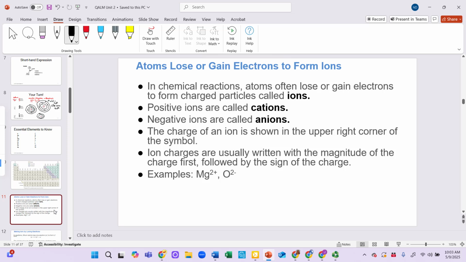The way I tell these two apart is I am an animal lover. I have a ton of animals at home. Cats, cation, cats make me happy, cats are positive. So we have positively charged cations, negatively charged anions. Anions, if you think of anarchy, antagonist, when you put an in front of a word, it's usually a negative thing. So negative ions are called anions, positive ions are called cations. The charge of an ion is shown in the upper right corner, so here you can see an example of how that charge would look.